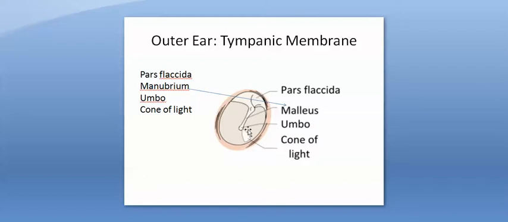And then at the very tip here, you'll find the umbo and then the cone of light, which is actually a really bright white. It's just a shinier part of the tympanic membrane.